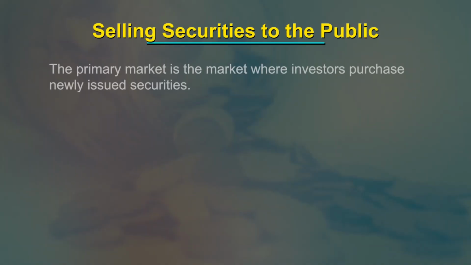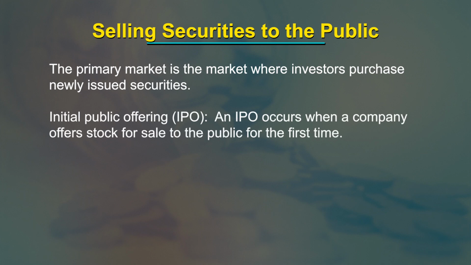The next topic that we are going to talk about is how these securities are sold to the public. Now, as we have already learned in our previous modules, there are generally two types of market. One is a primary market and the other is a secondary market. The primary market is generally a market where investors purchase newly issued securities. For that, we have an IPO or initial public offering. An IPO occurs when a company offers stock for sale to the public for the very first time.